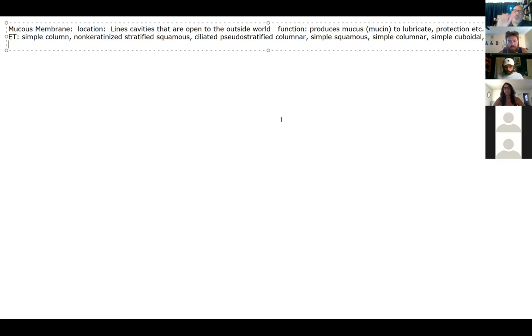However, no matter what epithelial tissue is on top, there is one and only one connective tissue that will form the base of a mucous membrane. Anyone know what that might be? Loose connective tissue? True, although we always want to be more specific than that. What's the most common loose connective tissue? Areolar. Areolar, right? Excellent. An areolar connective tissue. So no matter what's on top, it is always going to be an areolar connective tissue that is underneath.